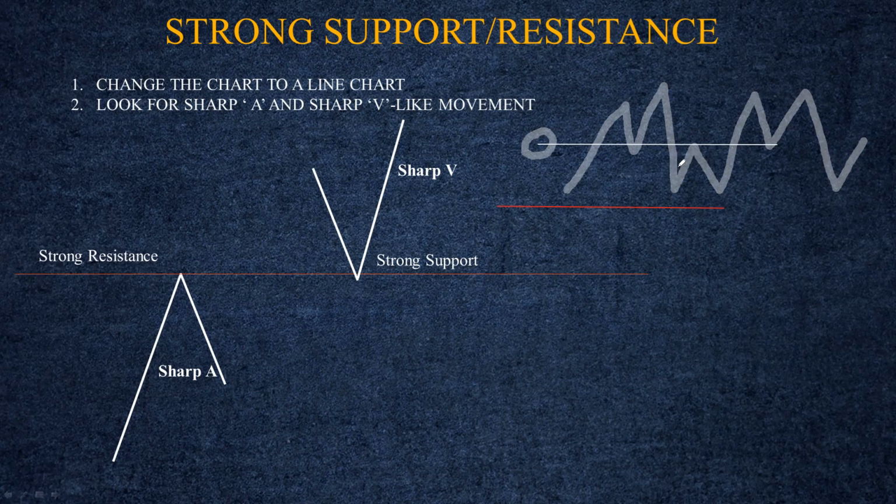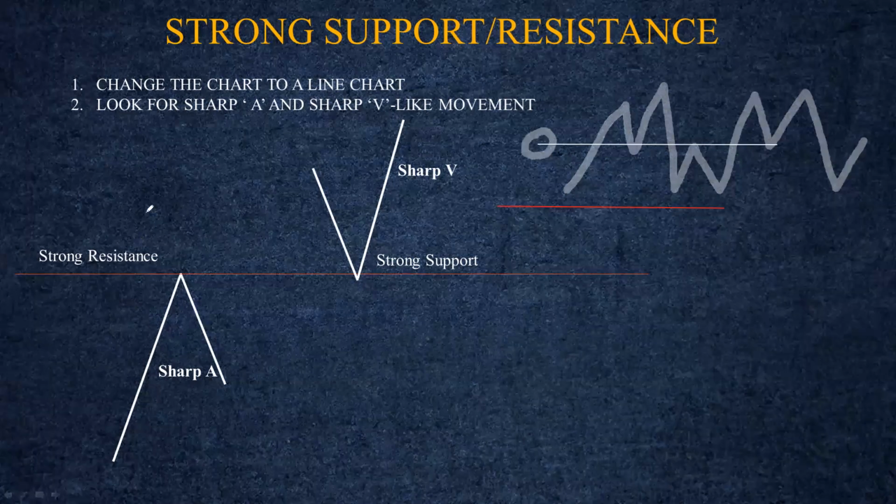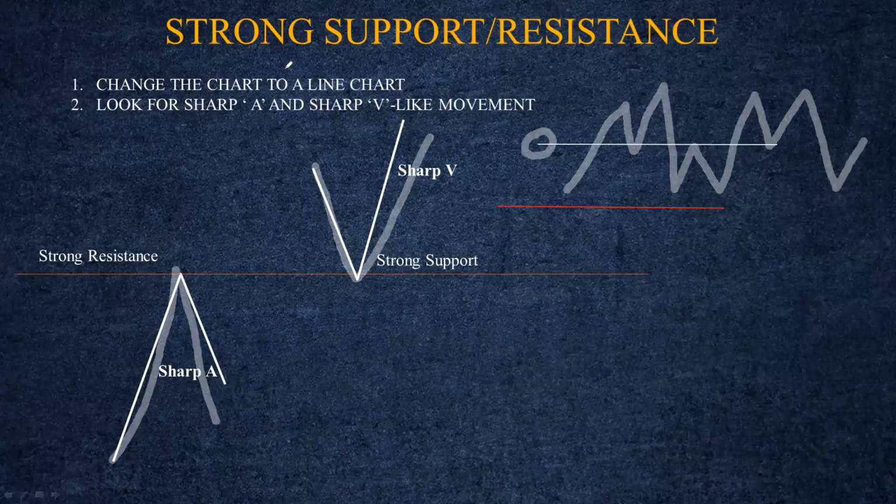Our definition of a strong support is that when you change the chart to a line chart, you should have an A shape for a strong resistance like this, and for a strong support, you have a V shape. When we look at the chart, you will understand. So our definition is changing the chart to a line chart and seeing an A shape for a resistance and a V shape for a support.